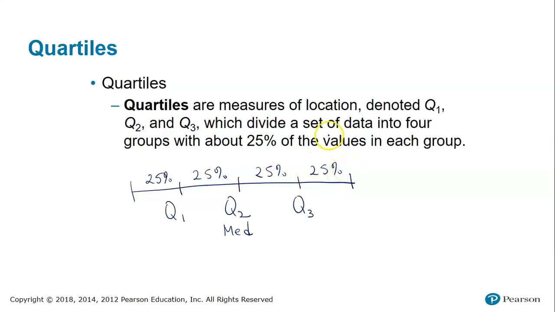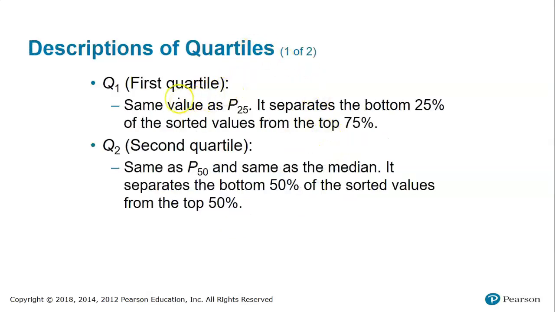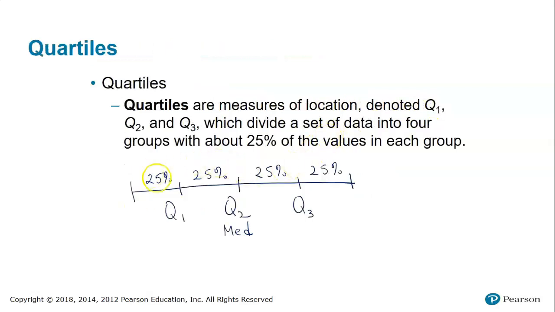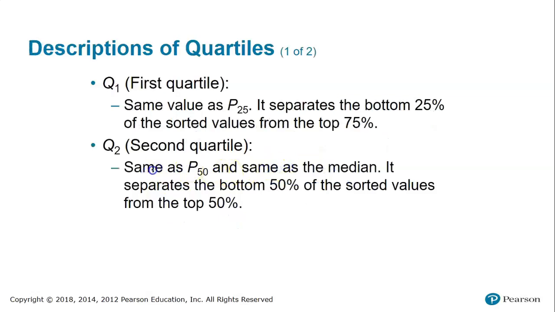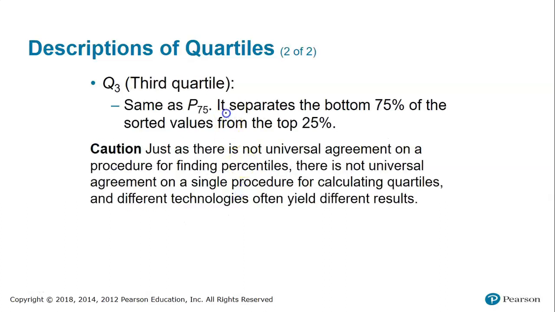Okay, so the first quartile is the same as the 25th percentile, and it divides the bottom 25% from the top 75%. And you can kind of see that here. You've got the 25 and the 75. The second quartile is the same as the median. It separates the bottom 50% from the top 50%. And the third quartile is the same as the 75th percentile, and it separates the bottom 75% from the top 25%.